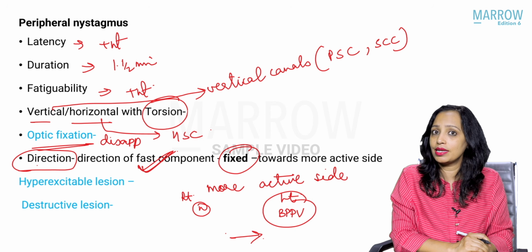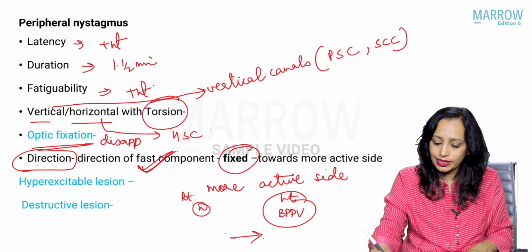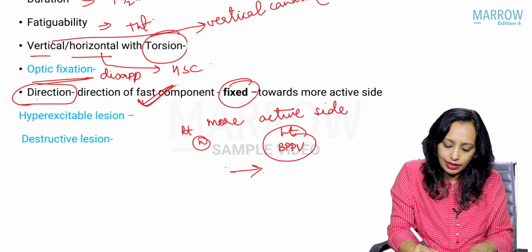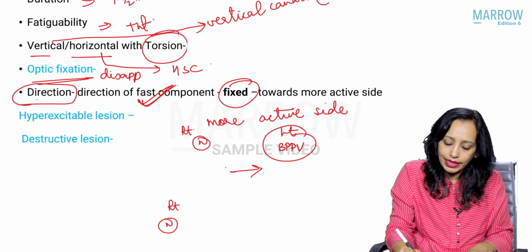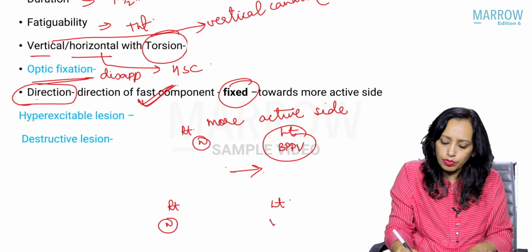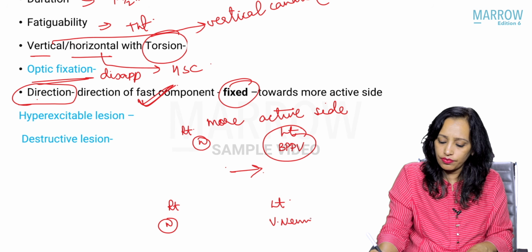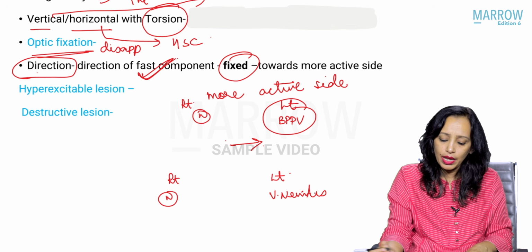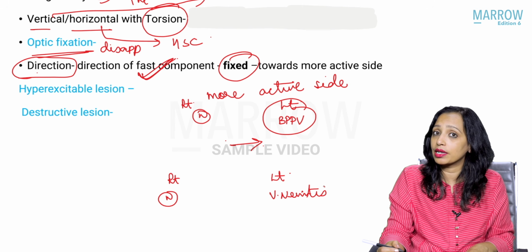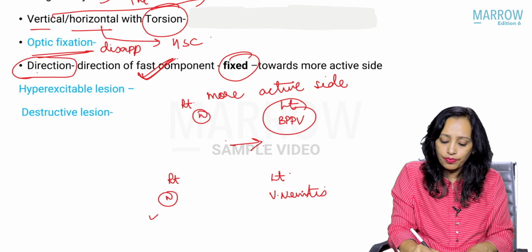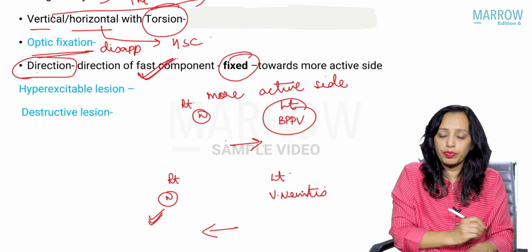Whereas if it is a destructive lesion, for example, let us say that the right ear is normal and the left ear has vestibular neuritis, that is a destructive lesion. Neuritis. Okay, so in this case, what becomes more active? More active becomes this one here. So then the direction of nystagmus will be this side.